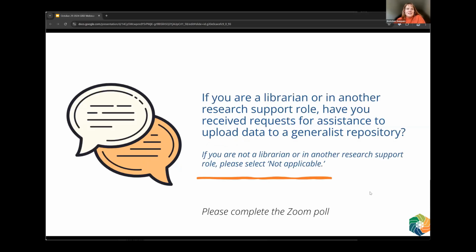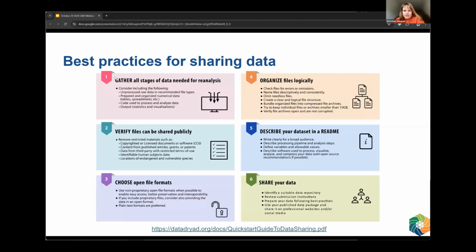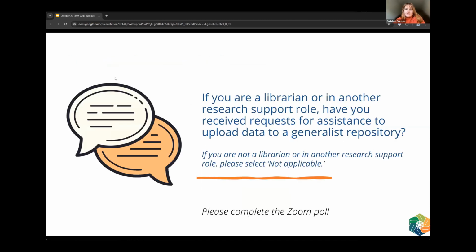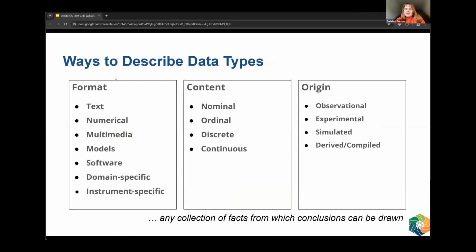So this poll question is, if you're a librarian or in another research support role, have you received requests for assistance to upload data to a generalist repository? So I closed the poll, so I don't know how we're doing there. But Amanda will, thanks. We'll close that when we've got some good responses there.